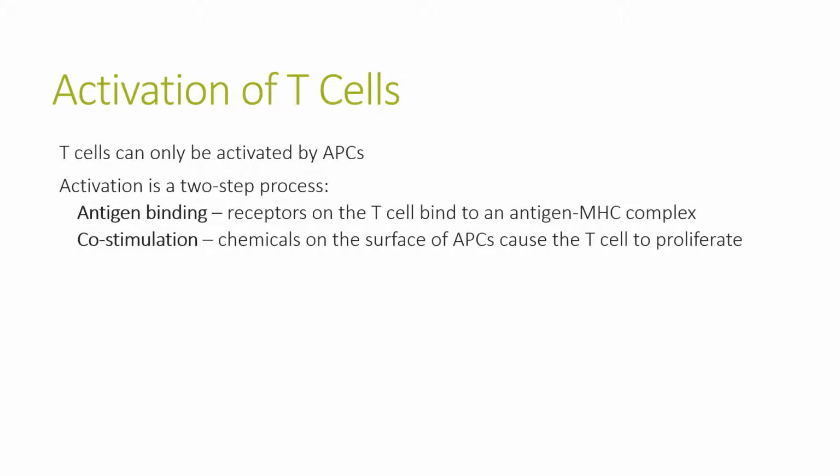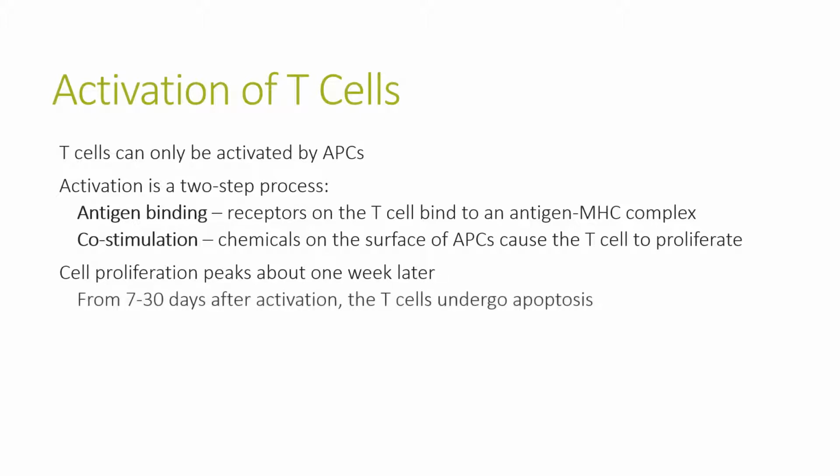In co-stimulation, chemicals on the surface of the APC that was presenting the MHC protein can cause the T cell to activate and proliferate and make more copies of itself. This cellular proliferation peaks at about 1 week after infection by the antigen.